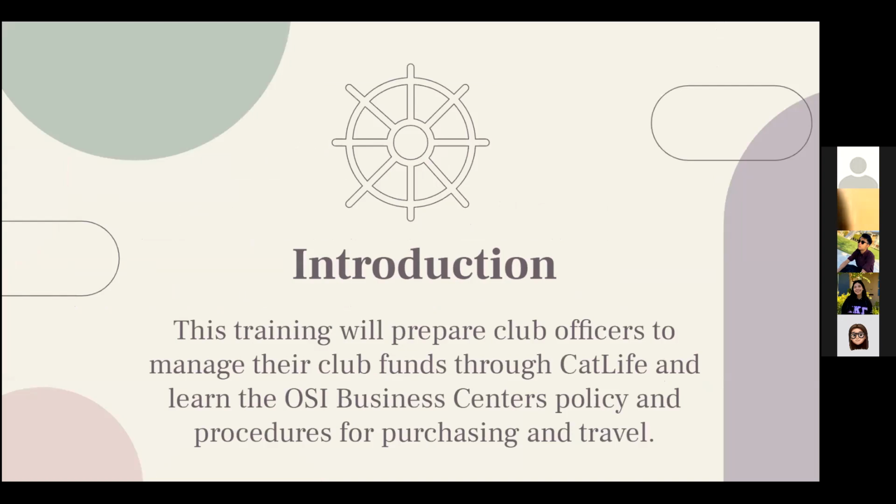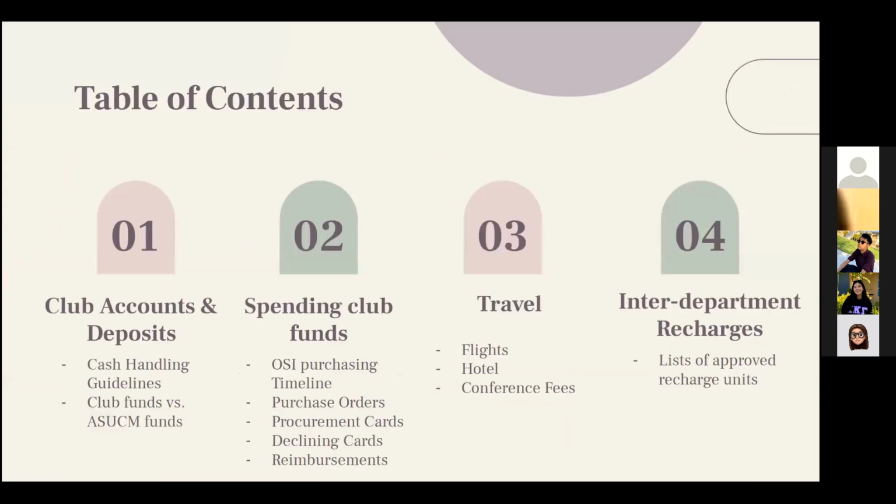Introduction. This training will prepare club officers to manage their club funds through Cat Life and learn the OSI Business Center's policy and procedures for purchasing and travel. Some things that we'll go over this evening: club accounts and deposits, spending club funds, travel, and interdepartment recharges.